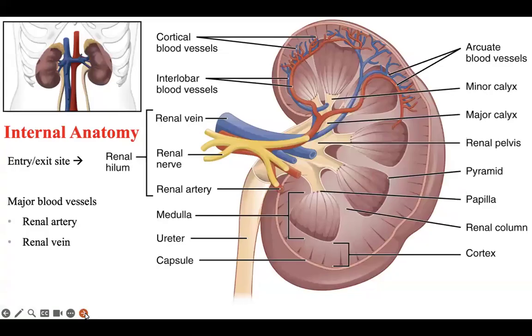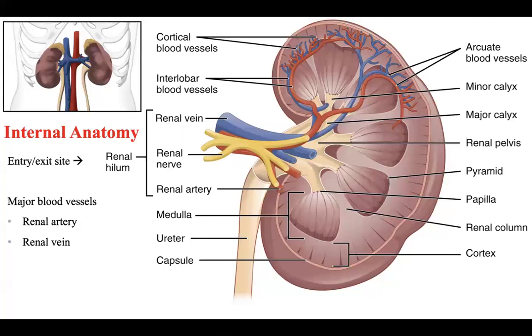All right, so getting into some internal anatomy of the kidney, we have the entry and exit site of the kidney, referred to as the renal hilum. This consists of the renal vein, renal nerve, and renal artery. Something to keep in mind, the 2 major blood vessels for the kidneys are the renal artery and renal vein. And starting from the left top, we have the cortical blood vessels, the interlobar blood vessels, medulla, ureter, which is where the urine will exit to and then go into the bladder.